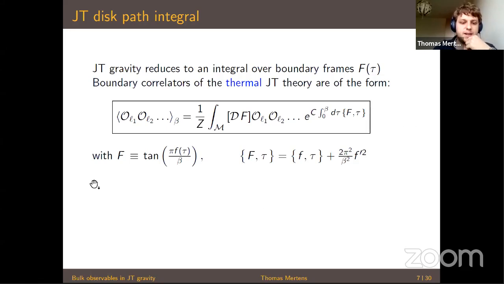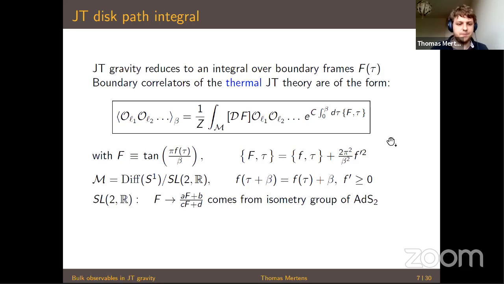What I mean by that is that this Poincaré time coordinate F, I write it as the tangent of pi over beta times a small f reparametrization. This is the Euclidean version of the relation between the Poincaré coordinate and the black hole coordinates that I mentioned a couple of slides ago. That was a hyperbolic tangent, that was Lorentzian. This is Euclidean. So I write the big F in terms of small f like that, and then the Schwarzian derivatives satisfy this simple relation as well.